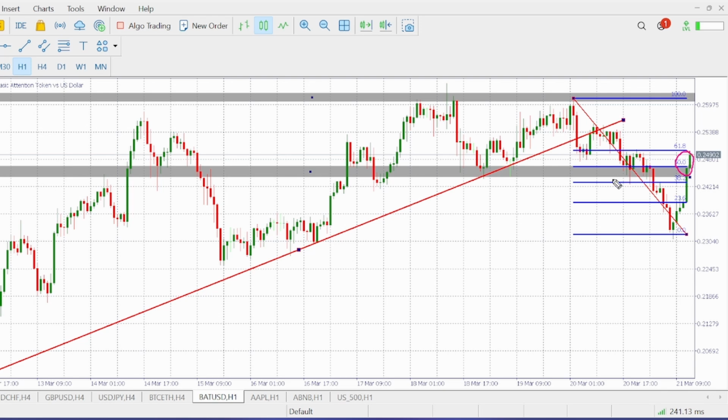Now what we need to do here is wait for rejection or breakout. Then you can enter the market.